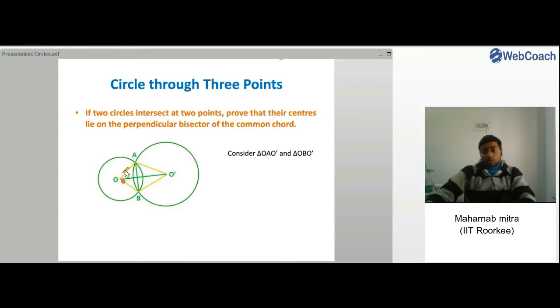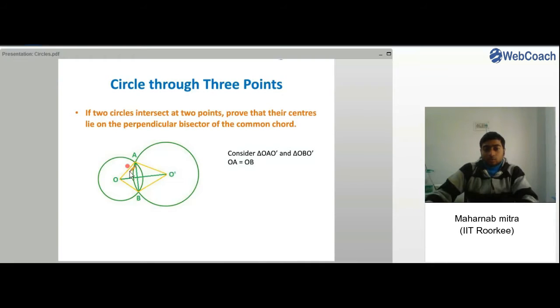So let us consider two triangles, OA O prime and OB O prime, right? We are considering this triangle and this triangle, right? So let us see how we can find out that these two triangles are alike. If we can find these two triangles are alike, then we can move a step ahead to find out how we can show that the angle at the intersection point is 90 degree. So let us start with the first step.